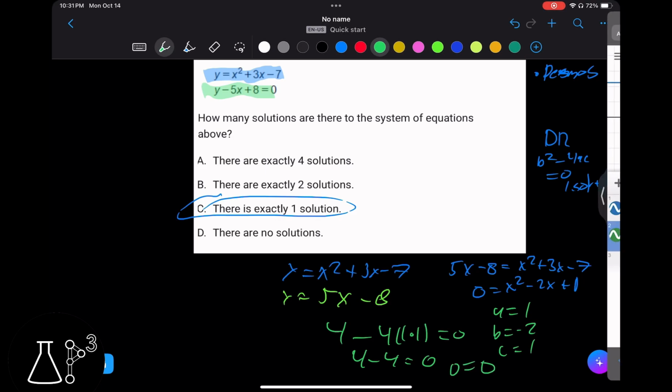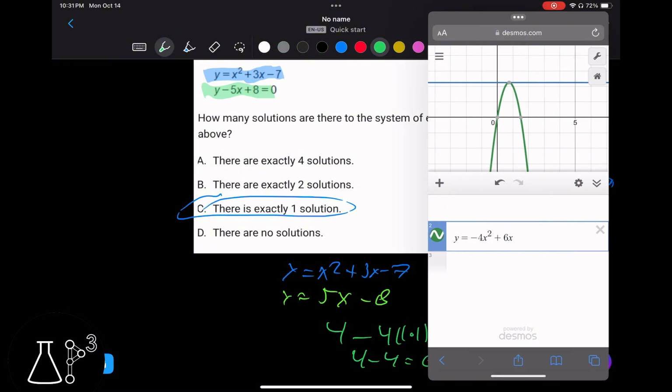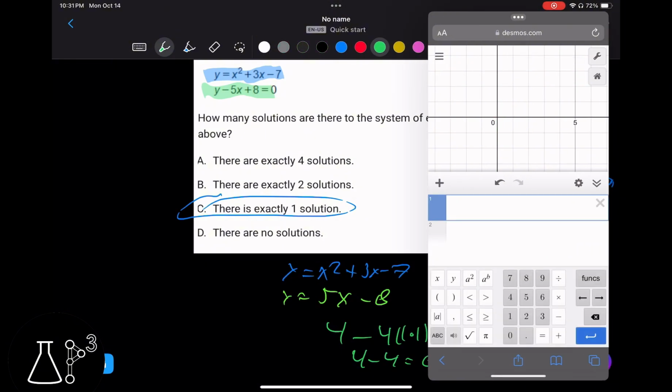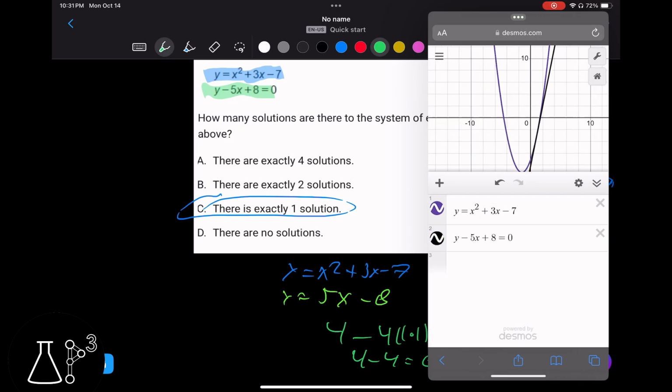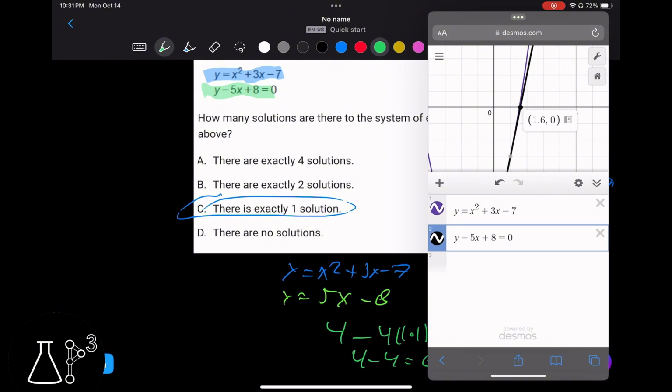But if we plug that into Desmos, because we always want to double, triple check everything, I'm going to get y equals x squared plus 3x minus 7. And if I do y minus 5x plus 8 equals 0, look at that. If I zoom in, it intersects at exactly 1 point, which is 1.6. Therefore, the answer is C.